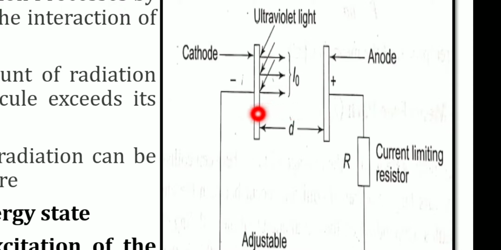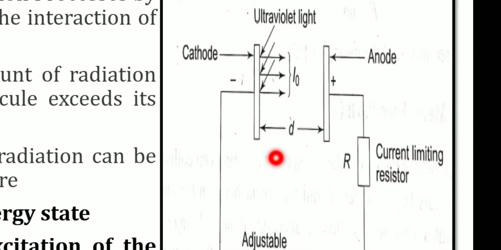So when we apply the voltage, the electrons start moving from cathode to anode. But before that, the electrons completely absorb the light energy and get energized. The energized charged particles interact with the gaseous molecules. Getting my point? How does the photoionization take place? The photoionization process occurs when the amount of radiation energy absorbed by an atom or a molecule exceeds its ionization potential.